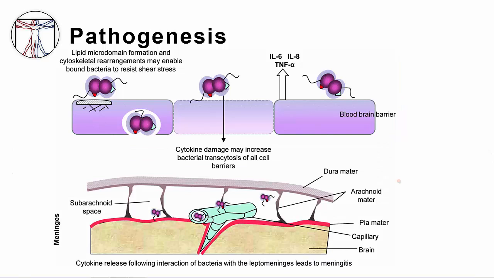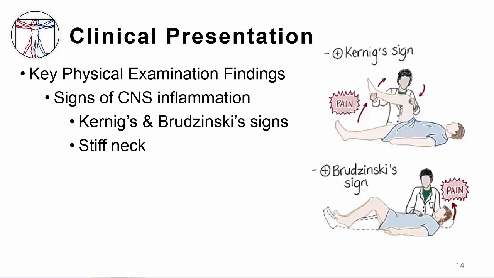The bottom part of the cartoon helps you visualize how infection of the meninges happens, with bacteria moving from inside the blood vessels through the blood-brain barrier and then into the CSF and the meninges. So how do you recognize someone who has meningitis?